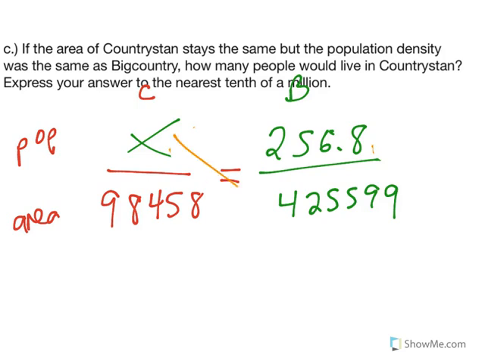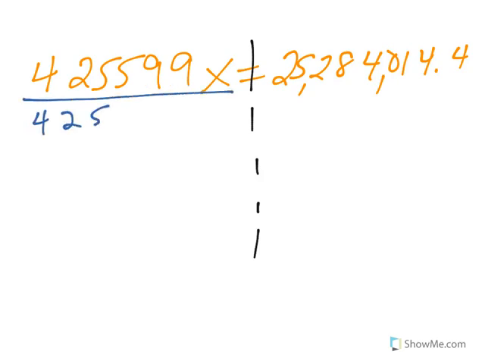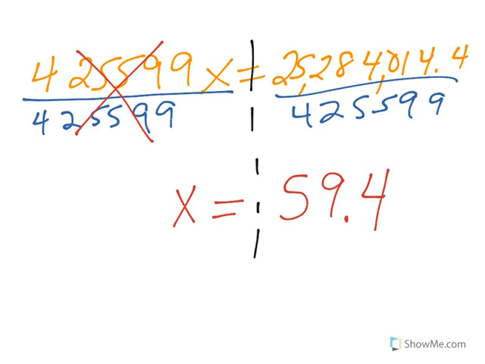All right, so remember, cross multiply. I end up with 425,599x equals a big number. Make sure I copy this down correctly: 25,284,014.4. Now, in an equation, you have the equal sign. So we know the left side is being multiplied, so we're going to divide both sides by 425,599. They reduce down to just one x. And over here I end up with 59.4, rounded to the nearest tenth.